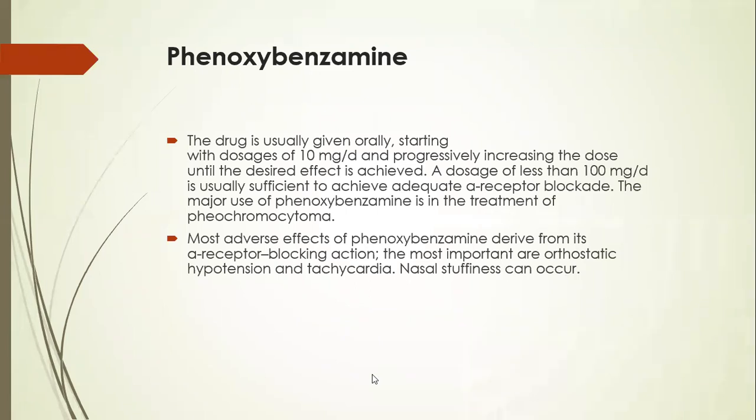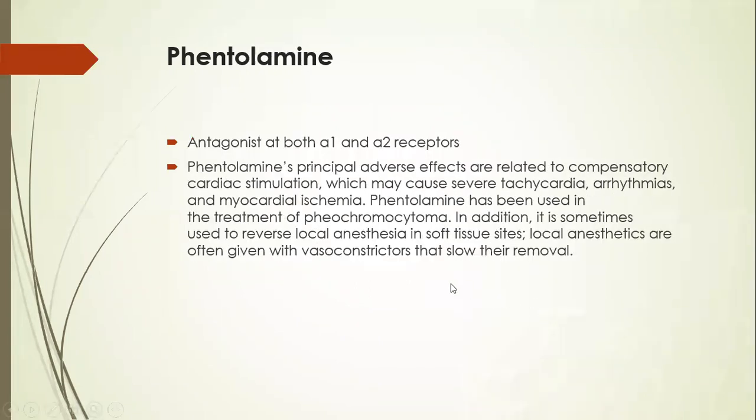So let's continue here. Another one is phentolamine. Phentolamine is an antagonist at both alpha 1 and alpha 2 receptors. Now we have already considered the types of alpha receptors. Alpha 1s work together with Gq proteins, and alpha 2 receptors work together with Gi proteins.